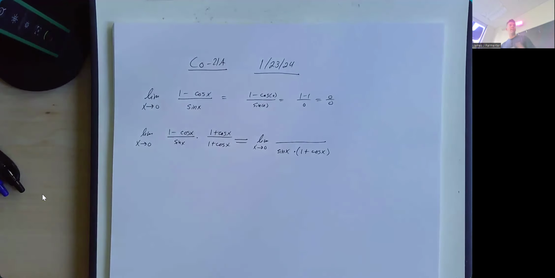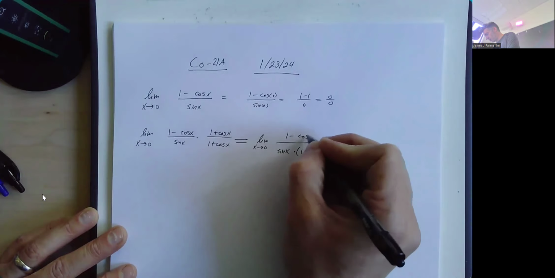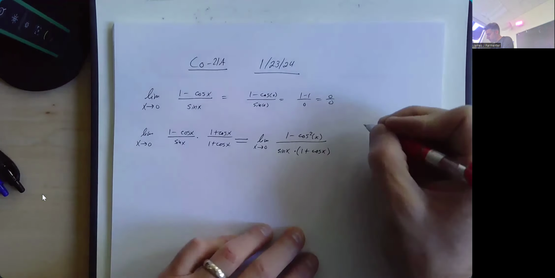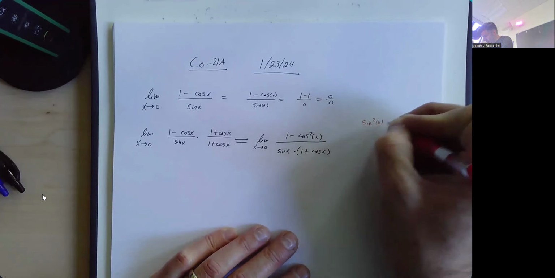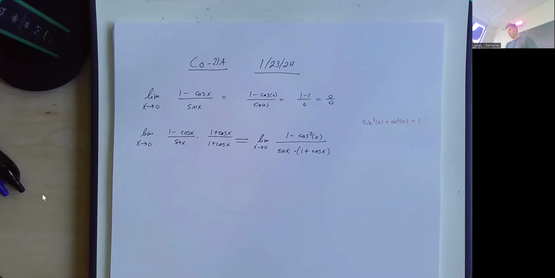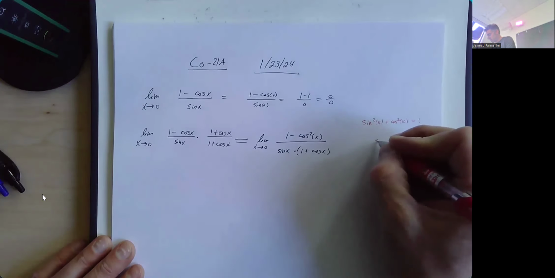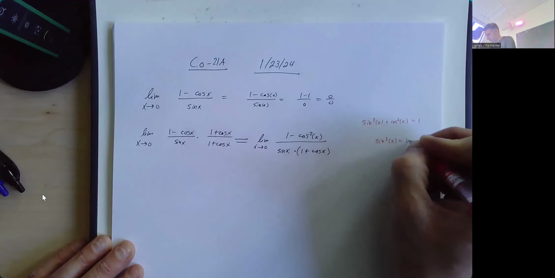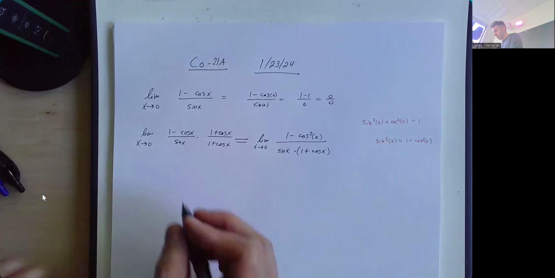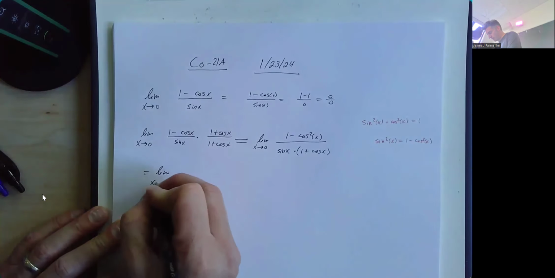And the numerator, 1 minus cosine of x times 1 plus cosine of x becomes 1 squared minus cosine squared, or just 1 minus cosine squared of x. The reason that's notable is because there's a trig identity that we can use, which is that sine squared of x plus cosine squared of x is equal to 1. Or if I subtract cosine squared from both sides, sine squared of x is equal to 1 minus cosine squared of x. So I can replace 1 minus cosine squared of x with sine squared of x.